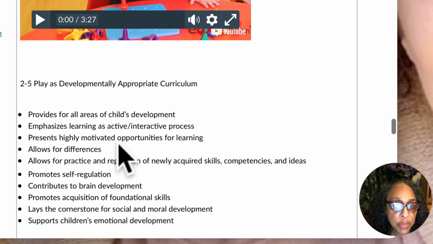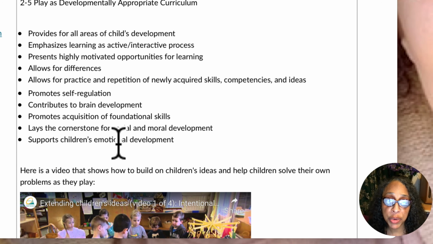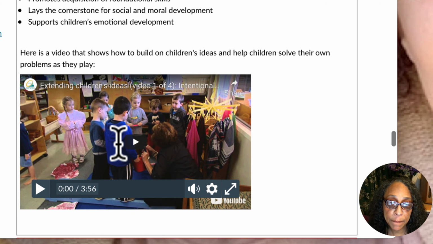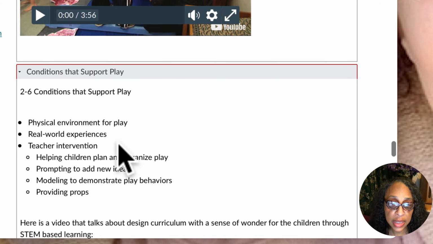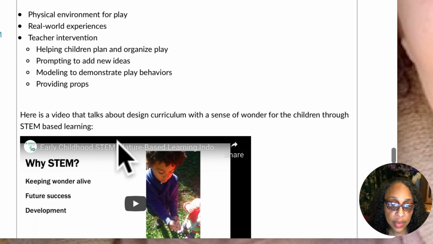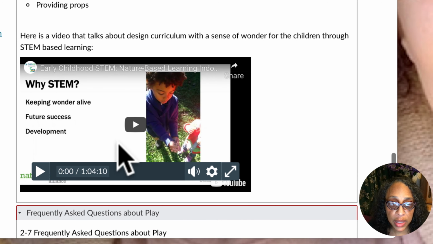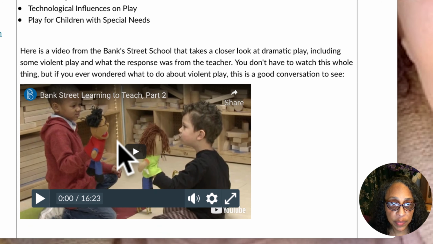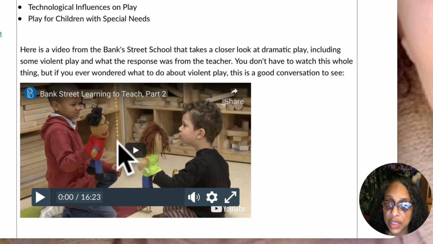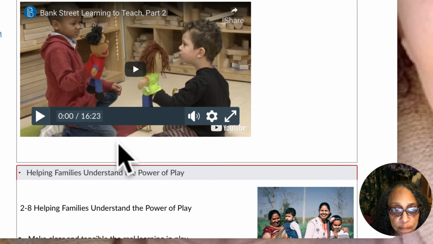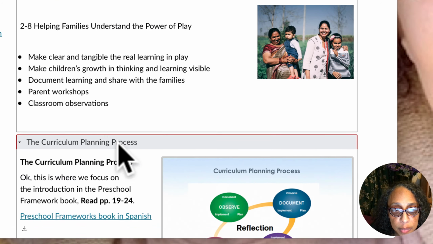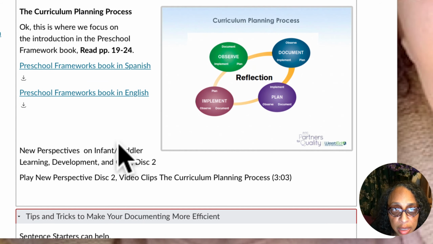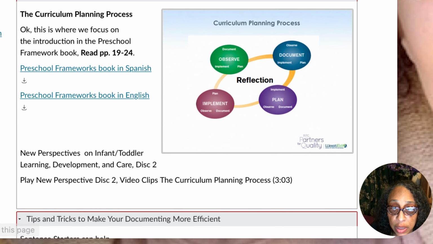More about developmentally appropriate practice and developmentally appropriate curriculum, how to extend ideas. So I think the part that's the hardest for this section, this part, violent play is hard for new teachers to work with, and the curriculum planning process. This is not in the book.